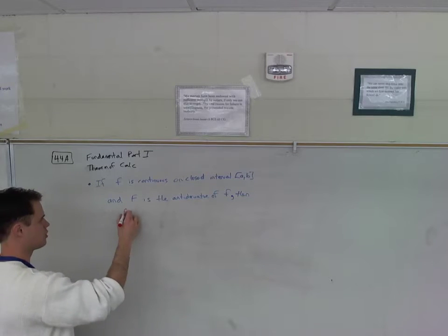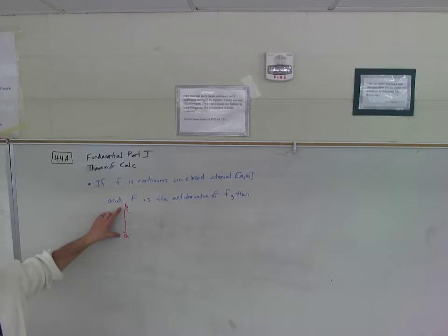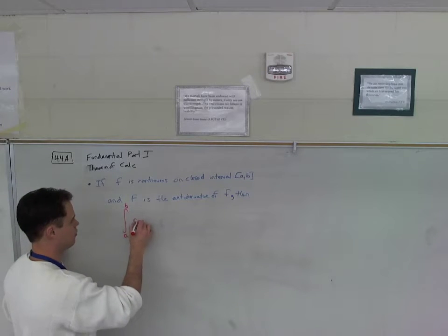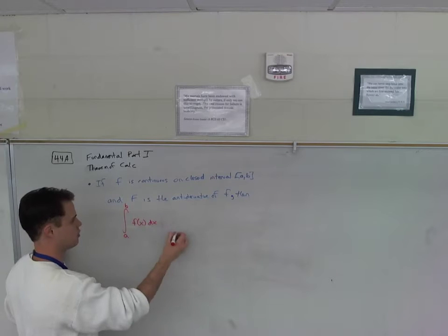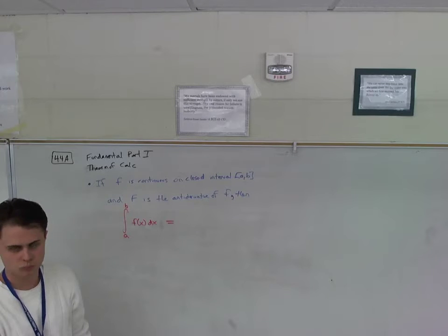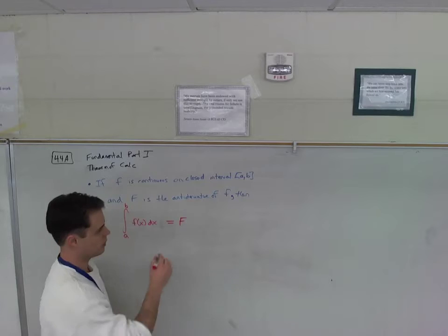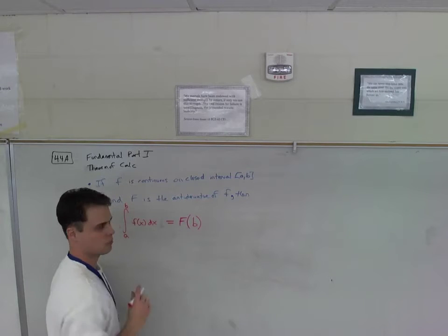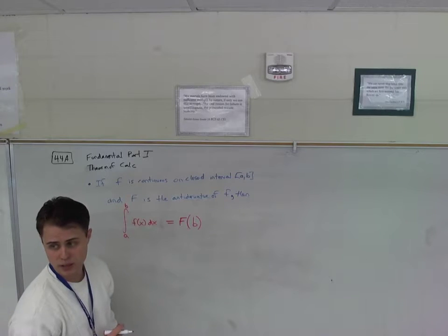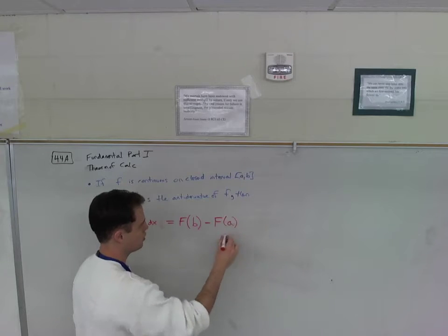The first thing says that the definite integral on that interval, the integral over that interval of little f dx, equals the antiderivative at the end. So you evaluate it at the end, and then you evaluate it at the beginning, and you subtract.